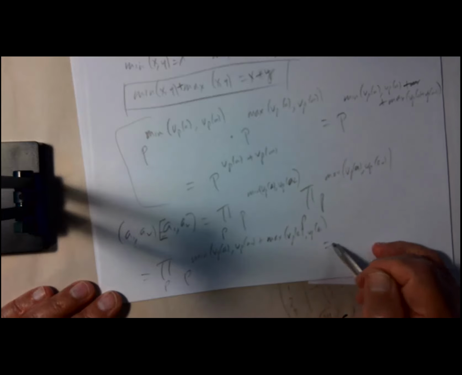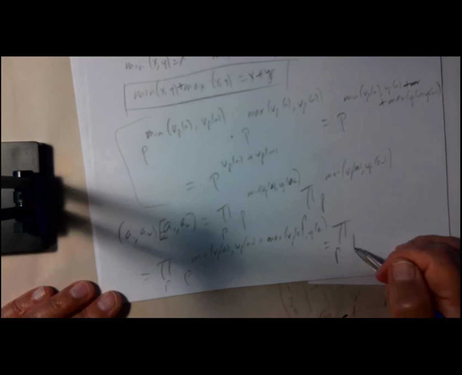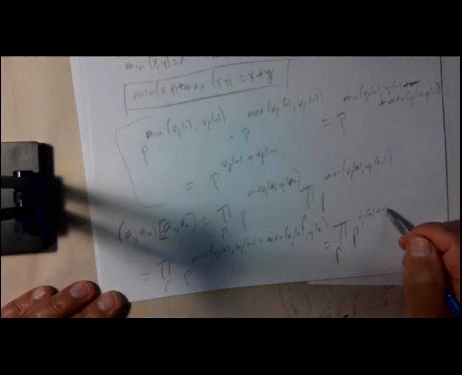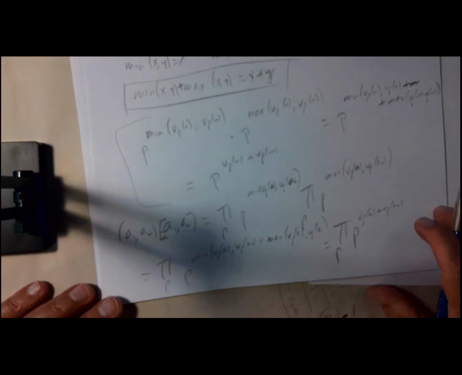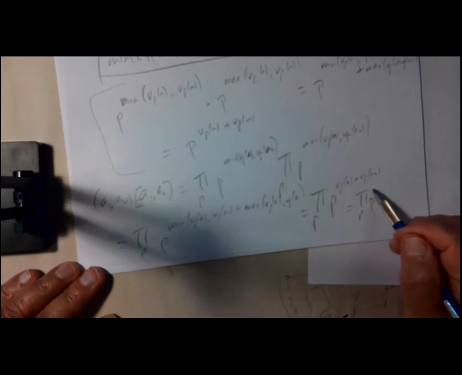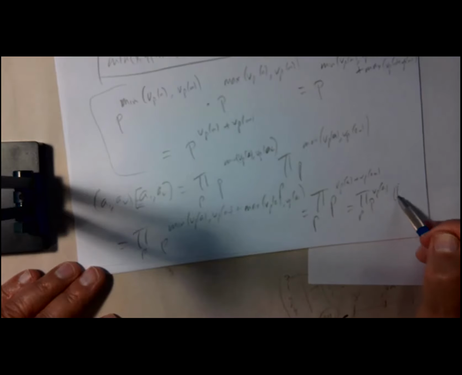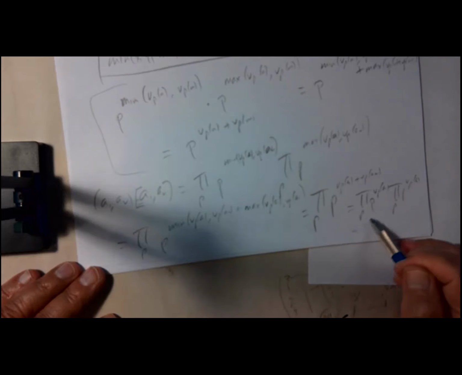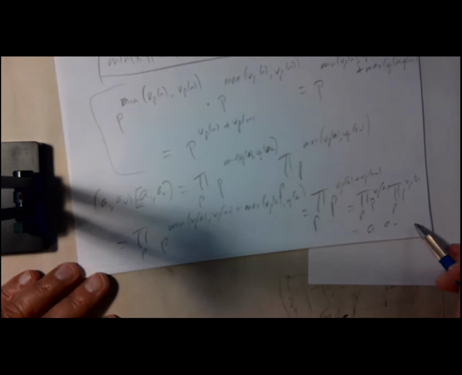So this is the product over all primes of p to the v_p of a1 plus v_p of a2. This is the product over all primes p to the v_p of a1, times the product over all primes p to the v_p of a2. This is just a1 times a2.